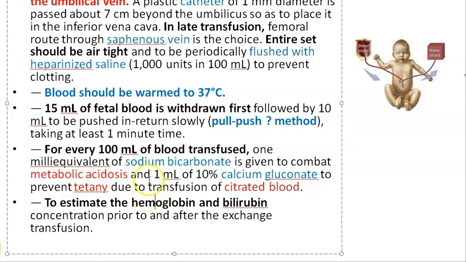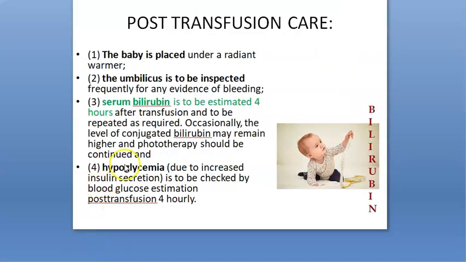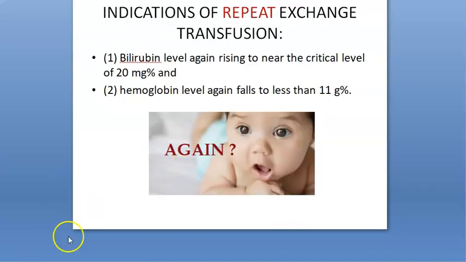If there's acidosis, you will give sodium bicarbonate, obviously. And if there is less calcium, that means this baby is having tetany because of the citrated blood, you can give calcium gluconate to prevent tetany. You have to keep this baby checked for hypoglycemia, because hypoglycemia can happen due to increased insulin secretion. And again, you may have to do an exchange transfusion based on some criteria.